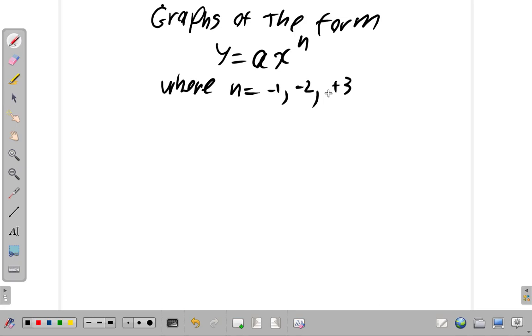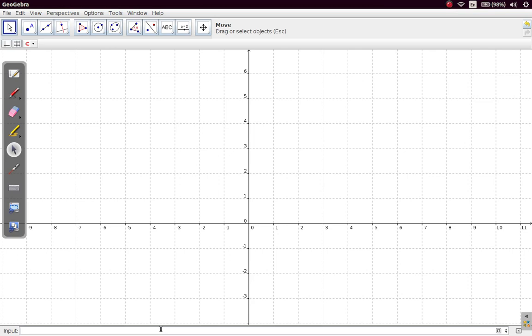Let's look at graphs of the form y equals ax to the n, where a and n are constants and values of n include -1, -2, and +3. One example could be y equals x to the -1. Simple example. So let's look at that. We want to plot x raised to the power of -1.